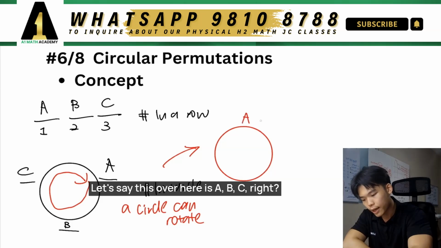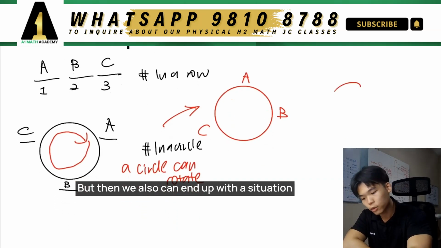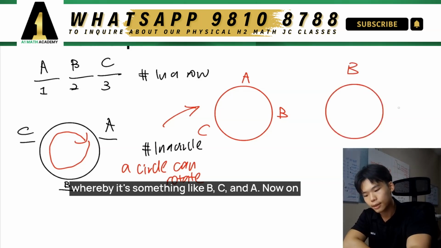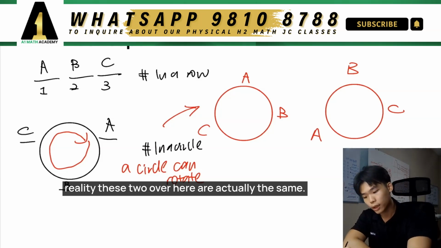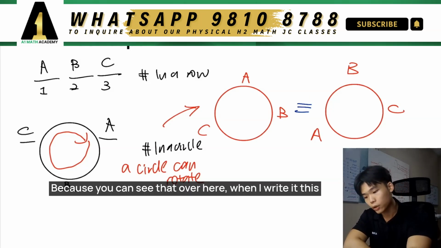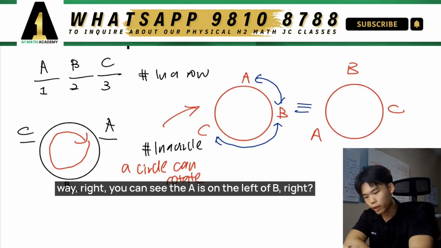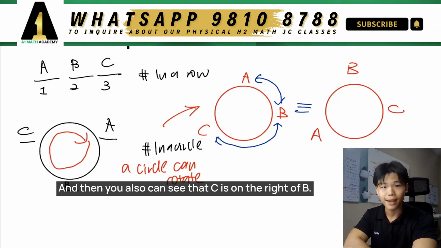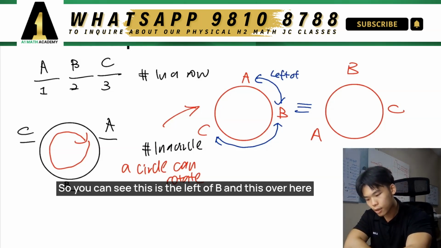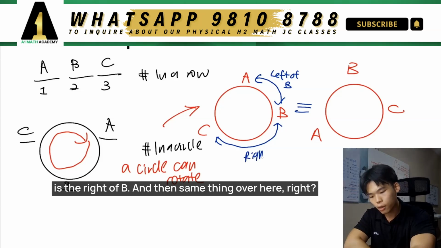Let's say this over here is A, B, C. But then we can also end up with a situation where it's B, C, and A. Now, on paper, it seems like these two are different, but in reality, they are actually the same. And why are they the same? Because when I write it this way, you can see that A is on the left of B, and C is on the right of B.